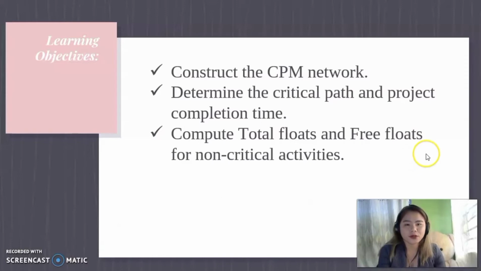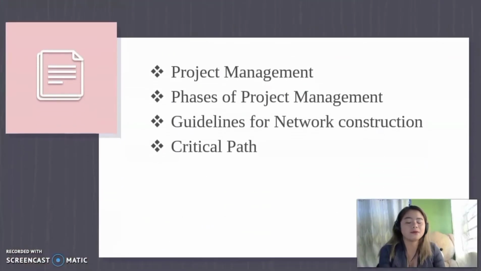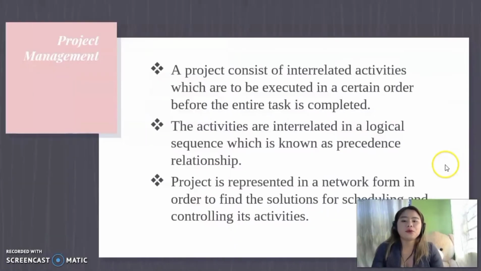But before that, first let me explain the basic concept of what is project management, what are the phases of project management, the guidelines for network construction, and the critical path. So project management. A project consists of interrelated activities which are to be executed in a certain order before the entire task is completed. So a project means it has different activities, and each of the activities is interrelated with each other. The activities are interrelated in a logical sequence, which is known as precedence relationship.